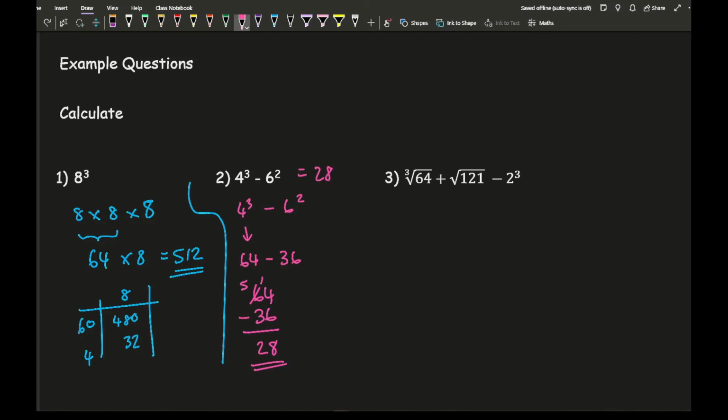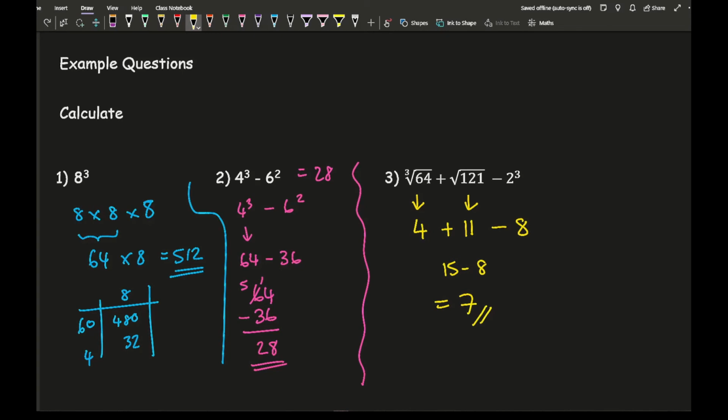And then for this third one, again the cube root of 64 is going to be 4. The square root of 121 is 11. And 2 times 2 times 2 is 8. So this is the calculation that I then want to do. So I've got 4 plus 11, which is 15. Take away 8, which gives me a final answer of 7.